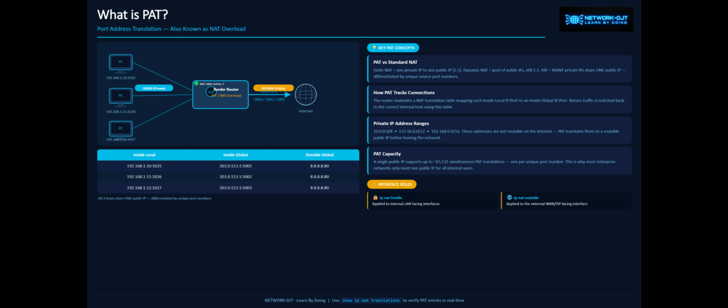This is why PAT is often called NAT Overload. It maximizes the use of one public IP while still allowing every internal device to reach the internet. It's efficient, scalable, and it's the default method used in most enterprise and home networks today.